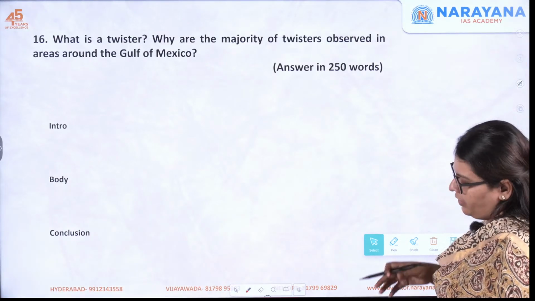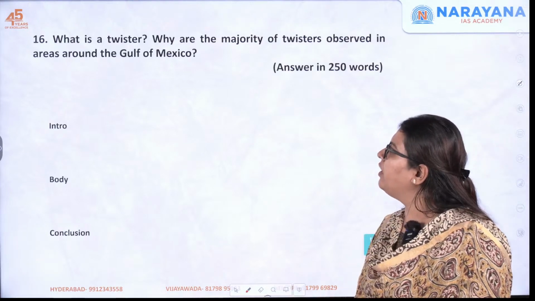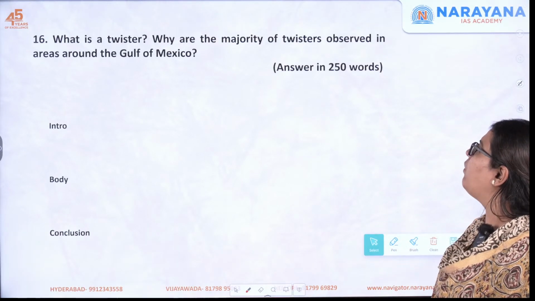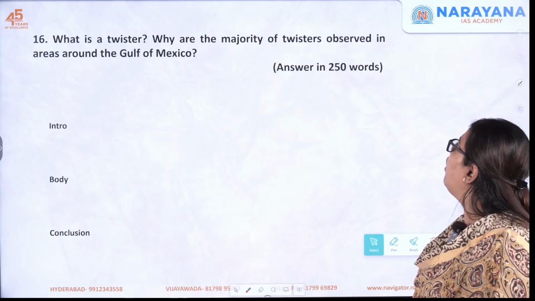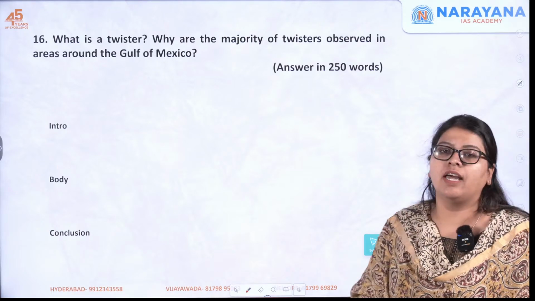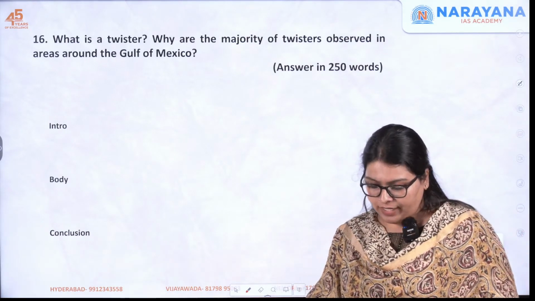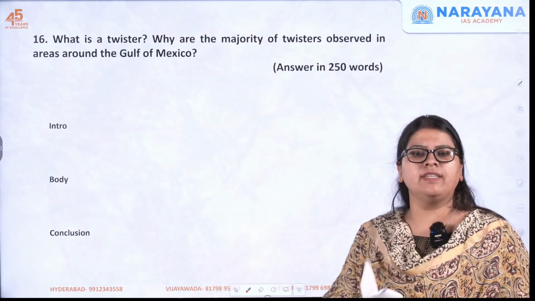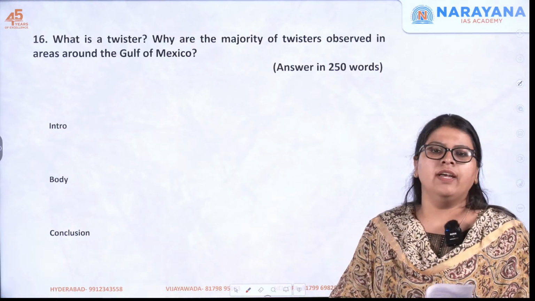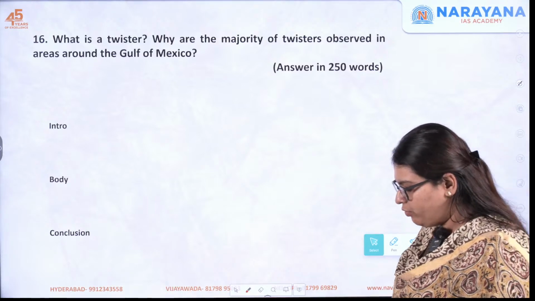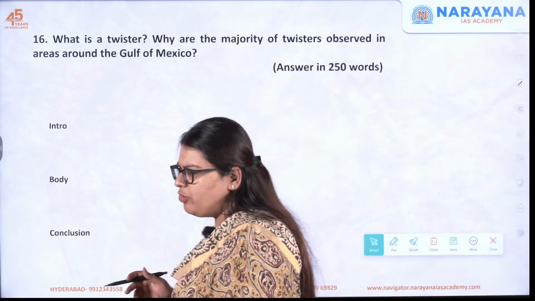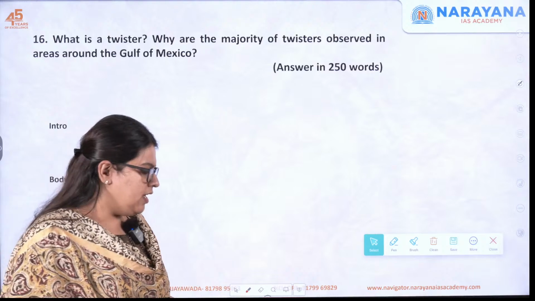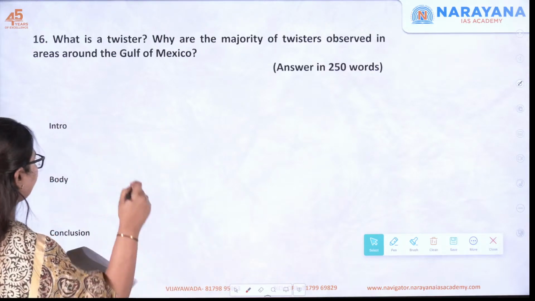Now moving forward, the last question over here is, what is a twister and why are the majority of twisters observed in areas around the Gulf of Mexico? So very interesting. First, twisters are nothing but tornadoes, okay? So I would like to explain the concept very simply, okay? So you know what a convection cell is, right? So what is a convection cell?